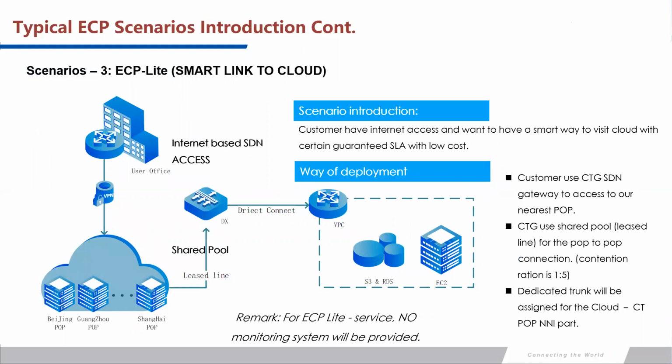The third scenario is ECP Lite. What is ECP Lite? It is dedicated for some customers to access AWS or Azure cross-border to China. Most global visitors, when they want to access AWS or Azure in China, will have a bottleneck on the internet. So for this solution, we can have a customer visit the global sites, then use our ECP tunnel back to China and directly connect to AWS or Azure in China.